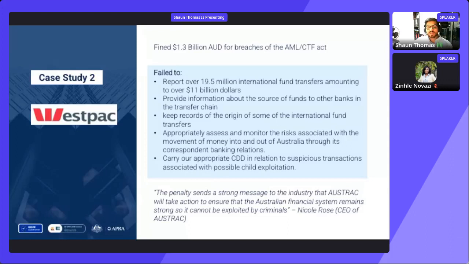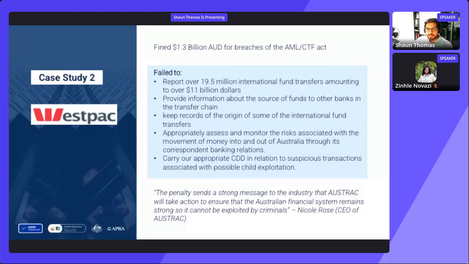They also failed to keep records of the origin of some of the international fund transfers, as well as failed to appropriately assess and monitor the risks associated with the movement of money into and out of Australia. And finally, Westpac did not carry out any appropriate CDD in relation to suspicious transactions associated with possible child exploitation.